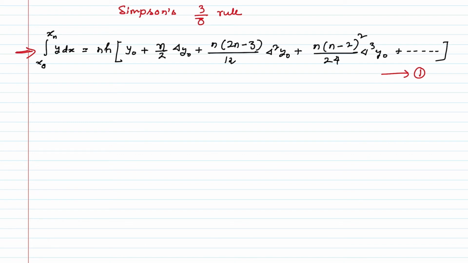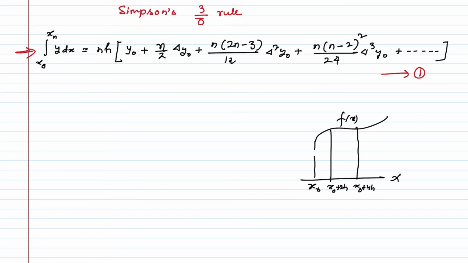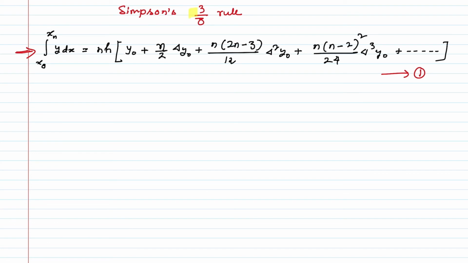Now in the previous case, Simpson's 1/3 rule, suppose this was the curve f of x, and this is the x-axis. Here we considered x naught, x naught plus 2h, x naught plus 4h and so on. So we considered the width as a multiple of 2 in Simpson's 1/3 rule. Here in this case we are going to consider the width as a multiple of 3, so we will consider thrice h. So x naught, then next will be x naught plus 3h, then x naught plus 6h and so on. Hope you have understood this. That is the only difference. And to obtain the 3/8 rule, we will put n is equal to 3 in equation number 1.